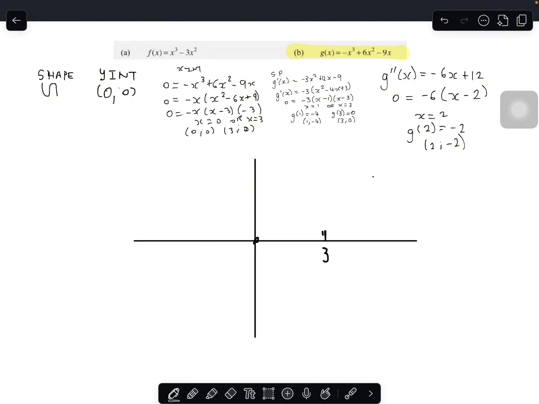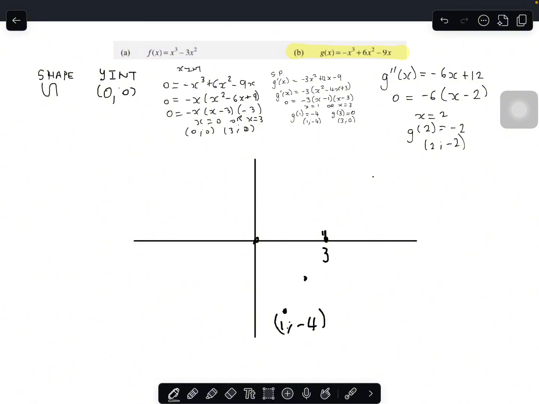Our stationary point is 3 and 0. So this is going to be one of our turning points. So we'll put a dot there. Our stationary points, which is the accurate term, 1 and -4 is another one of our stationary points. So we have 1 and -4. Okay, and at 2 and -2, which is here, is going to be our point of inflection.